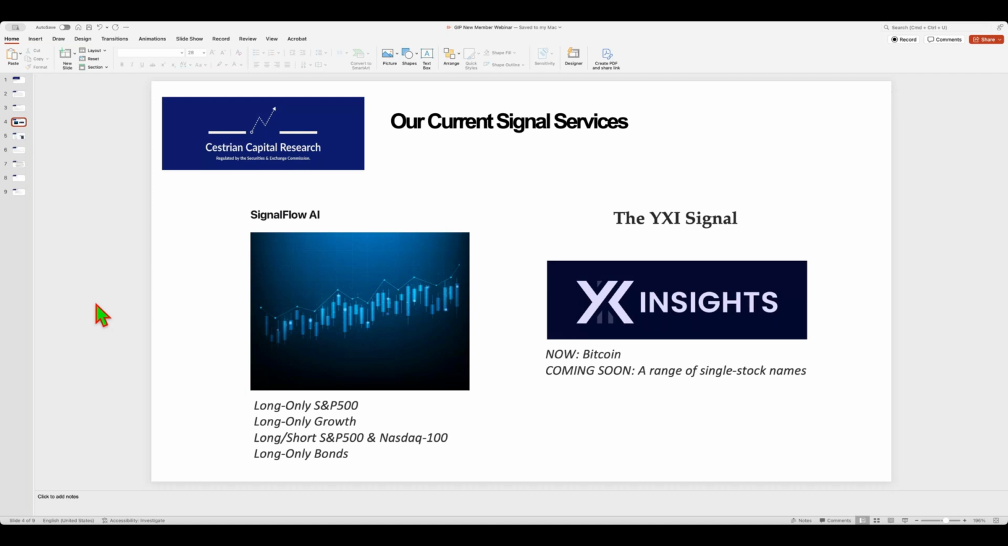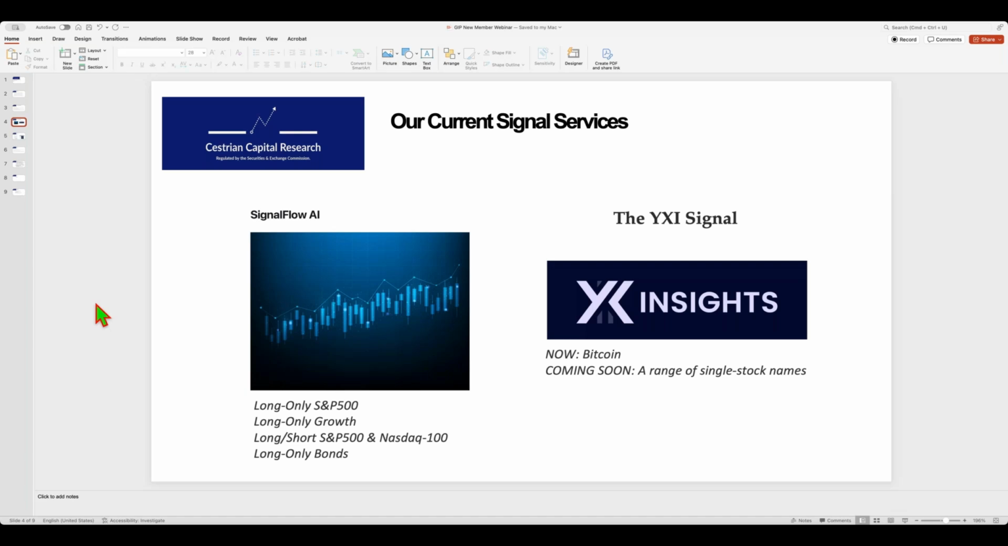So right now you can buy his Bitcoin service on a standalone basis, and pretty soon in the coming weeks you'll be able to buy a range of single stock signal services as well. And again, they run on the same basis. For all of these services, the outputs are 1 or 0. So in Jay's long only S&P 500 service, you get an output that says 1 or 0 on the S&P 500 at the close each day. Yimin publishes his signals before the open each day, and so for Bitcoin, you'll get a 1 or a 0.